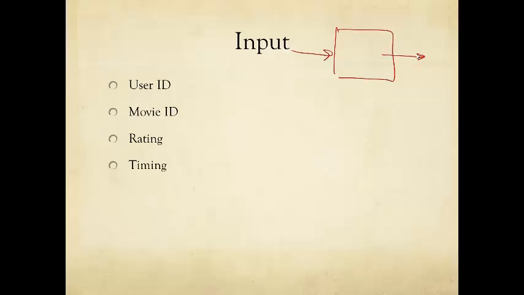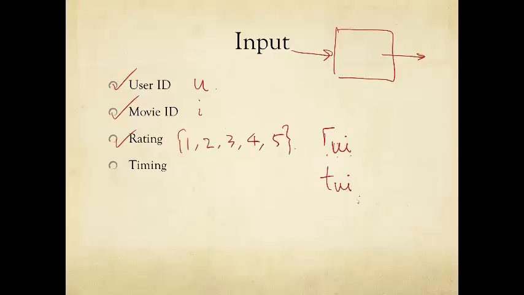What are the inputs? First of all, the user ID. That's your login. We're going to index user by U. Second, movie ID. We're going to index each movie by I. And then there will be, of course, a rating, which is really a number drawn from 1, 2, 3, 4, 5 stars. And we call this R sub UI. R for rating, of user U on movie I. And the time that this review was entered is T sub UI.